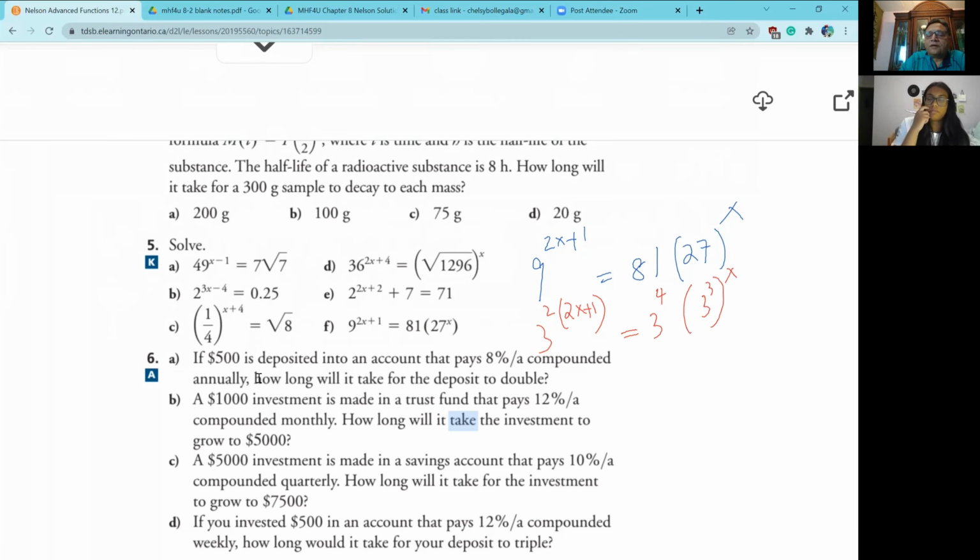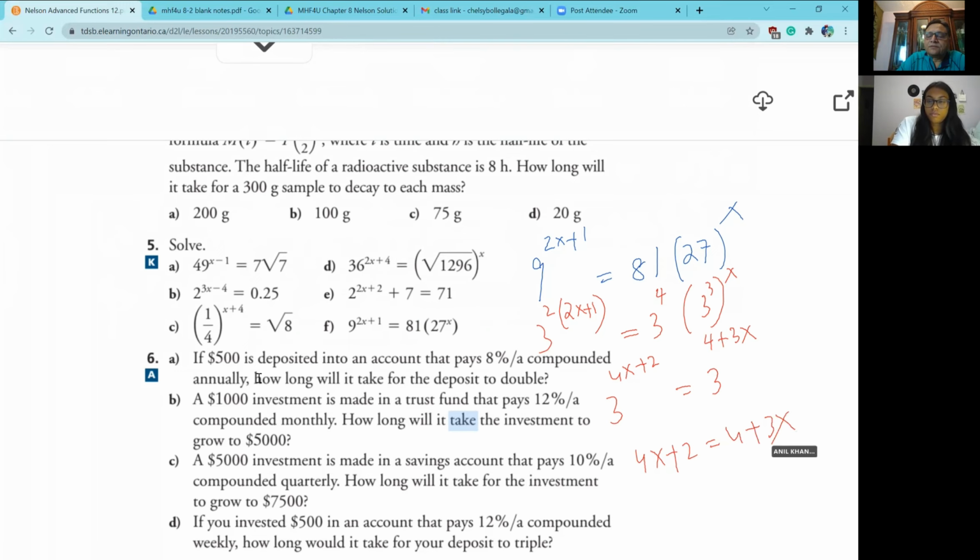So now we can write 3 to the power of, open the bracket, we have 4x plus 2 on the left side. This side, we'll add them up, right? 3 to the power of 4 plus 3x. Is that clear? Equate the exponents. 4x plus 2 equals 4 plus 3x.